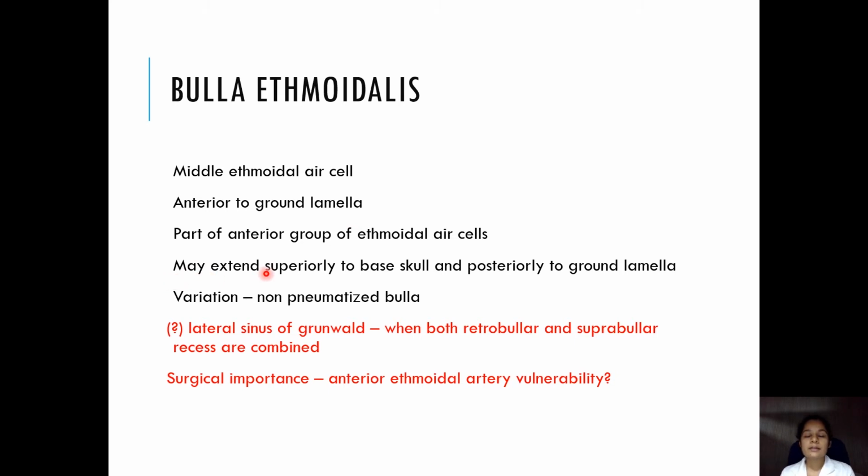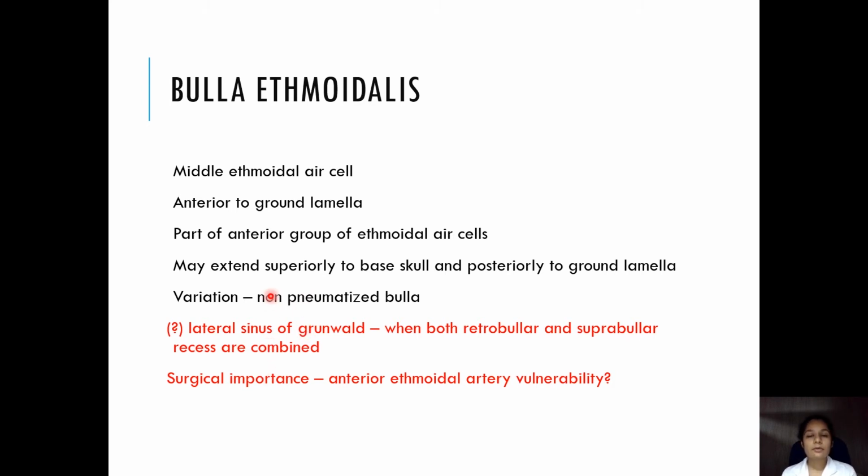The bulla ethmoidalis may extend superiorly up to the skull base and posteriorly up to the ground lamella. If this extension is not complete superiorly, it leaves a suprabullar space, and if it is not complete posteriorly, it leaves a retrobullar space. If both the spaces are left behind, then it forms a complete lateral sinus of Grunwald when both of these spaces are present. Now there is one variation of bulla ethmoidalis where in 1% of the normal population it is non-pneumatized.